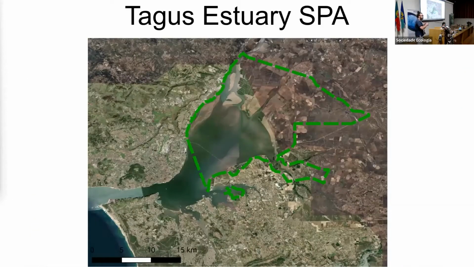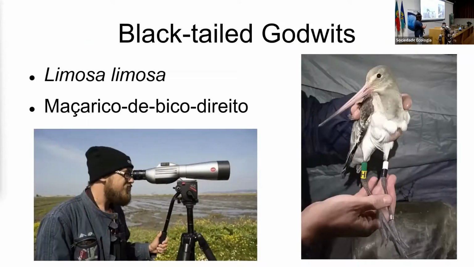We've seen this map earlier today. So we have Lisbon is here, and this is the boundary of the Tagus estuary special protection area. So this is Portugal's largest wetland. It's one of the most important wetlands in the East Atlantic for migratory water birds, including for the black-tailed godwits, which is the species I'm going to talk about today.